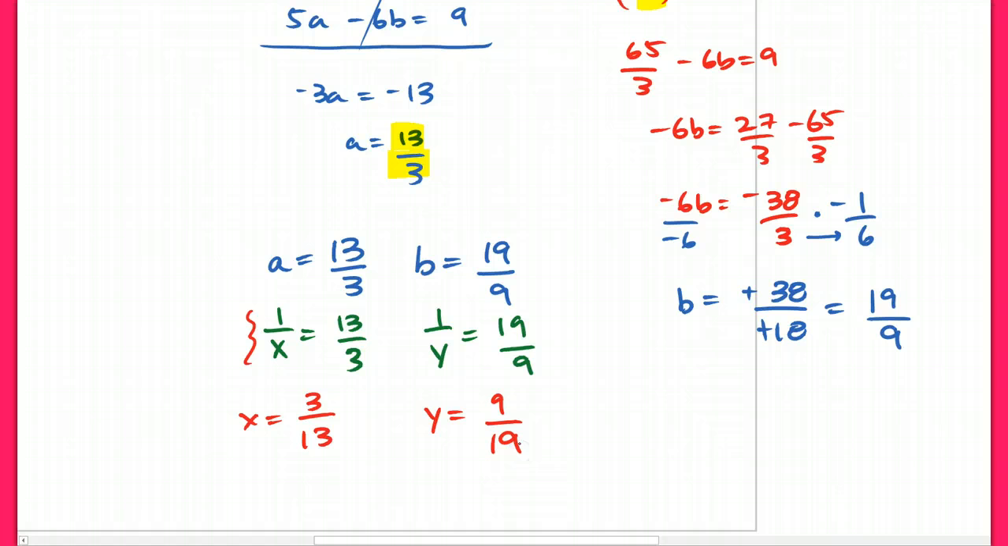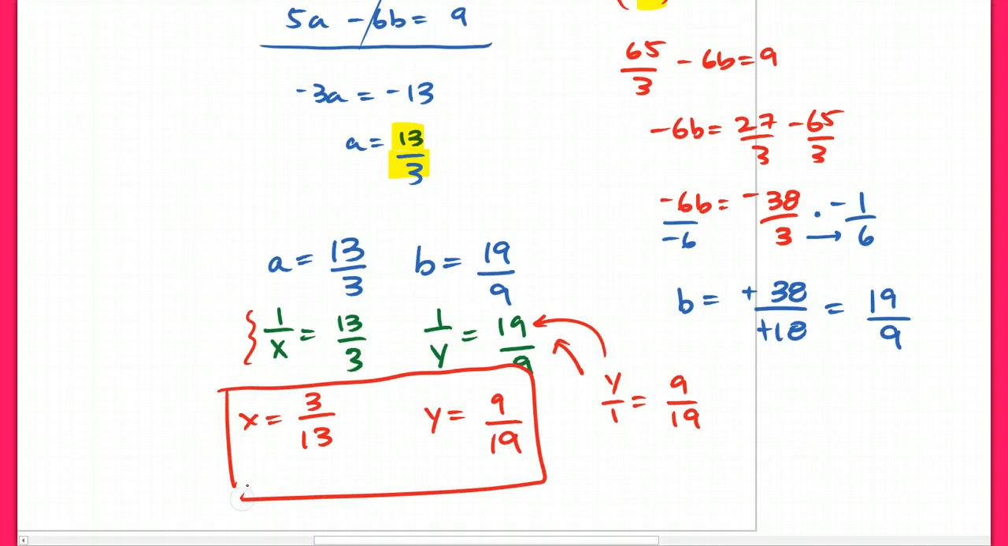Okay, let me re-explain that because I don't feel like I did that very well. 1 over y, if I take the reciprocal of that, would be y over 1, right? Now if I take the reciprocal of this fraction, that would be 9/19. So this must be equivalent. So y must equal 9/19. And that's why this method works. So I get x equals 3/13 and y equals 9/19 for this system.